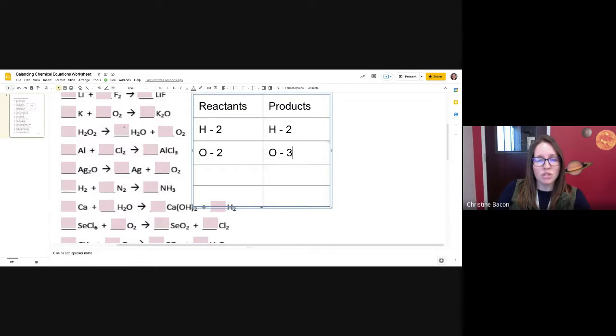So what I'm going to do is add a 2 in front of this molecule, because this brings this oxygen up to 2. So then 2 plus 2 is 4. It's a lot easier to work with than an odd number.